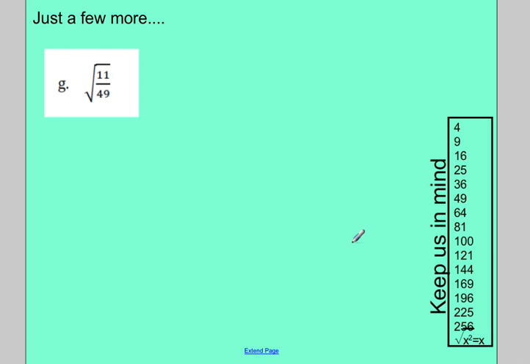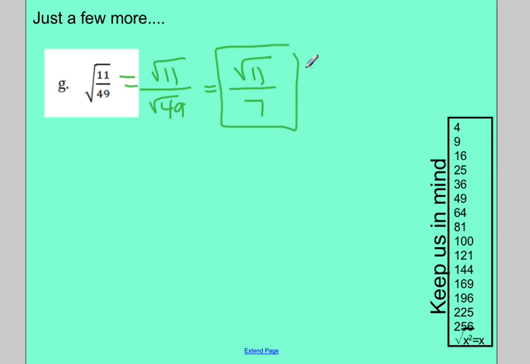We're going to break it apart. So it's a quotient rule. It's being divided, so I have square root 11 over square root of 49. Square root 11 is not a perfect square, so I leave it as square root 11, and square root of 49 is 7. I would say to myself, is there any perfect squares in here? No, 11 is just 11 times 1, so this is my final answer for G.